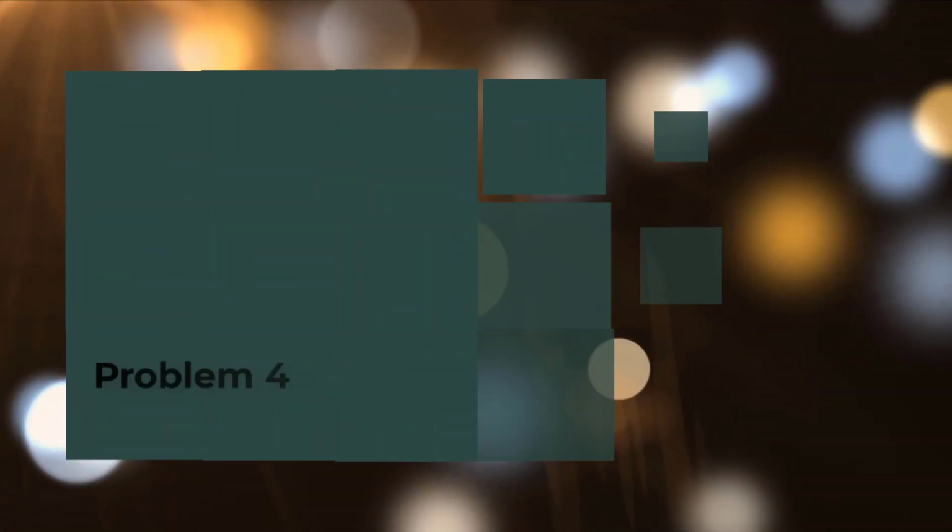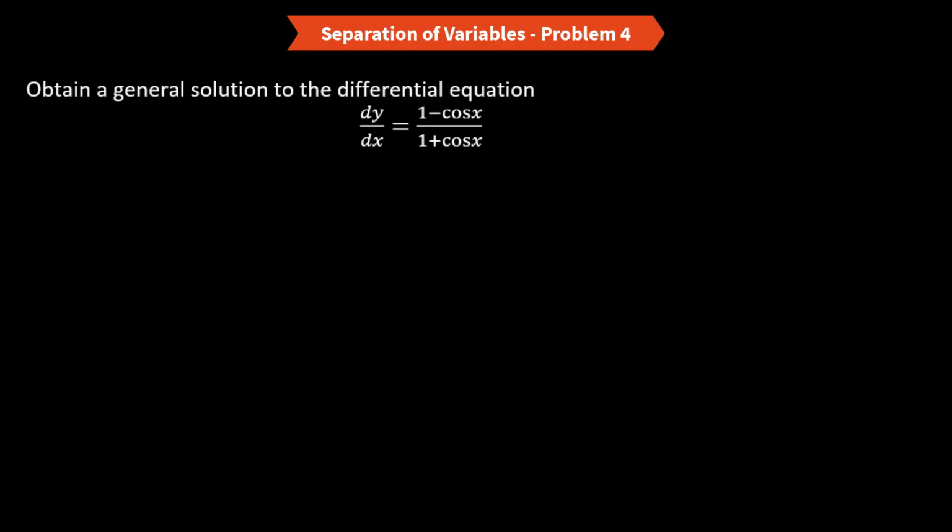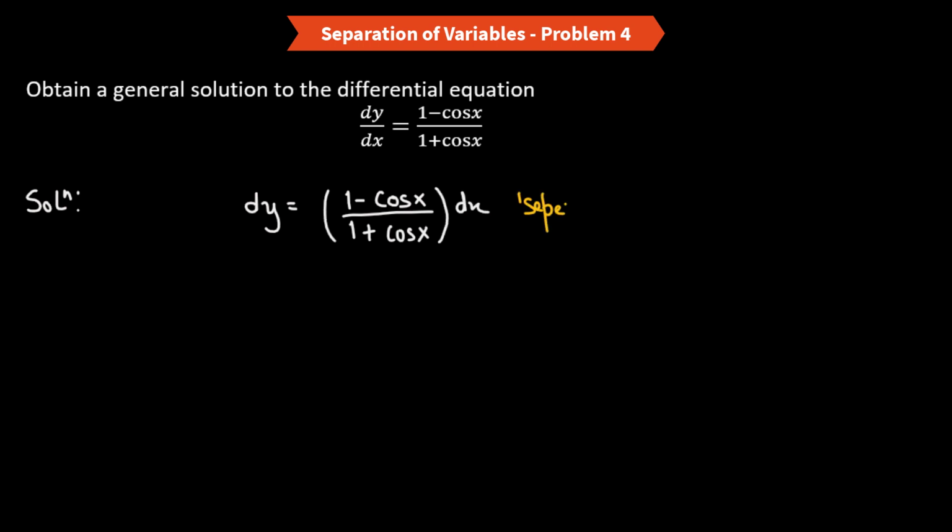Problem number 4. So here we have the differential equation derivative of y with respect to x equals 1 minus cosine of x over 1 plus cosine of x. Separating the differentials, we have dy is equal to 1 minus cosine of x divided by 1 plus cosine of x times dx. Now since this is in the separable form, we're going to integrate both sides.